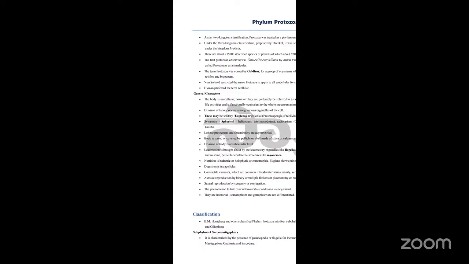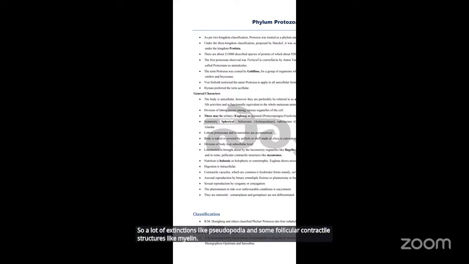Cellular extensions like pseudopodia and some pellicular contractile structures like myonemes. So the flagellum is like a long extension from the outer part of the cell. It's like a tail, if you can think of it like that. You know how fish use their tail to move left to right, left to right. That motion propels the protozoan forward.